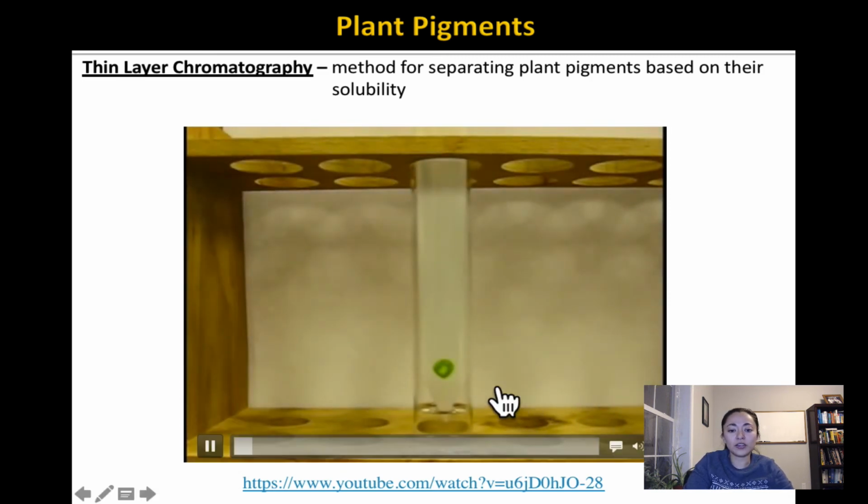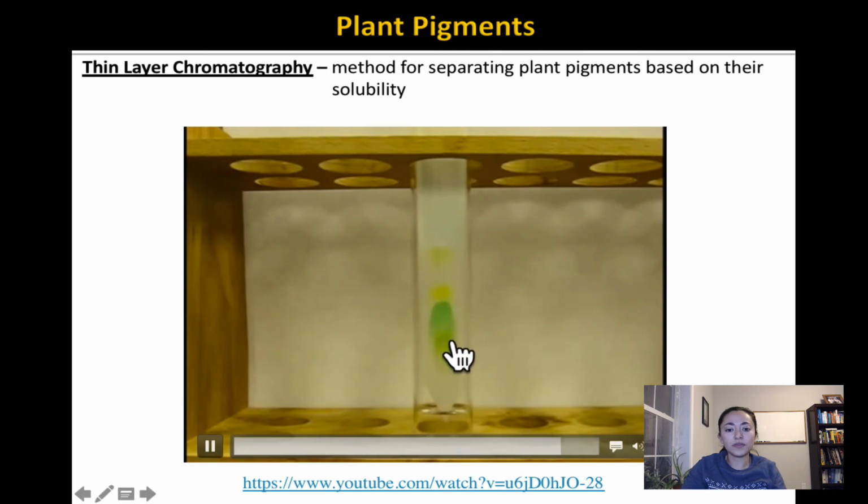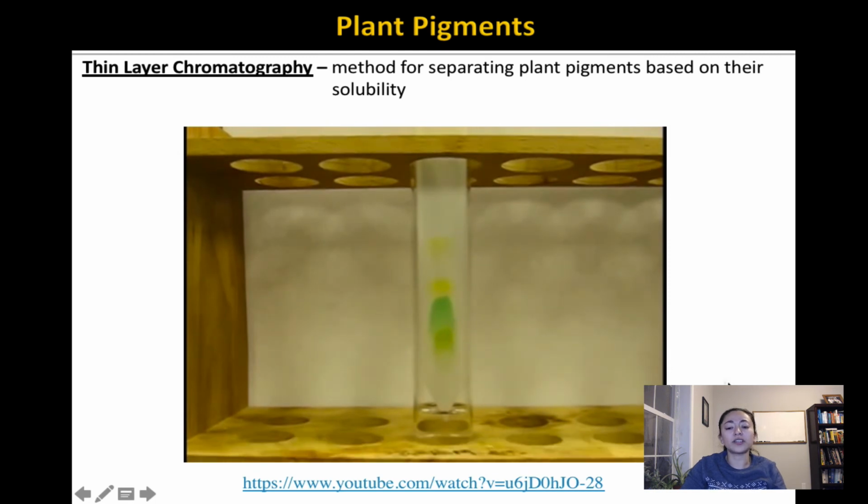So let's look at this. Here's the extract. You can see the solvent moving up the strip. Because the solvent's nonpolar, anything else that's nonpolar will be carried by it easier. So the more nonpolar the pigment is, the easier it will be for that pigment to travel up the strip and be carried by the solvent. And what you can see here is all these pigments actually separated out so that you can see the yellow and the darker greens and the lighter greens of those different pigments in a plant.